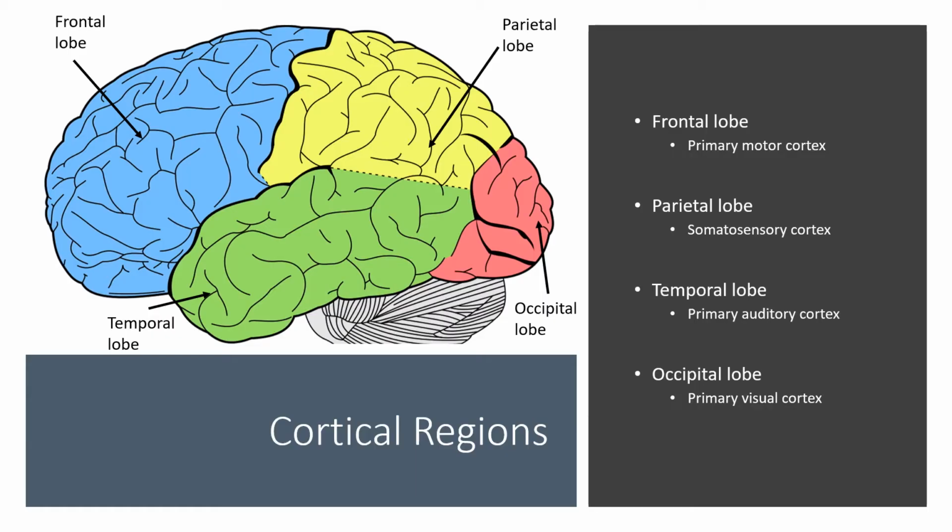We're going to look quickly at the cortical regions. These are what you're all familiar with. The cortical regions are your frontal lobe, your parietal lobe, your temporal lobe, and your occipital lobe. Now, the frontal lobe contains your primary motor cortex. Your parietal lobe contains your somatosensory cortex. The temporal lobe contains your primary auditory cortex, and the occipital lobe contains your primary visual cortex.